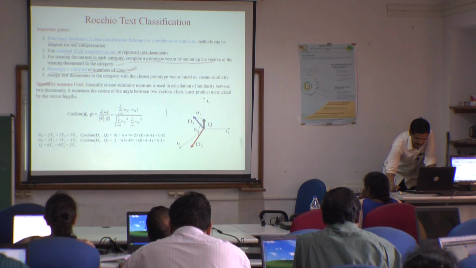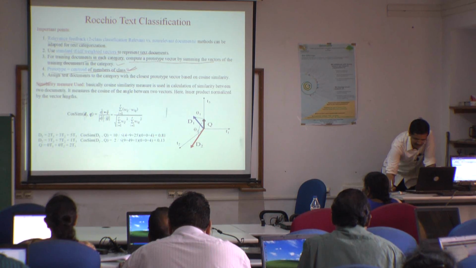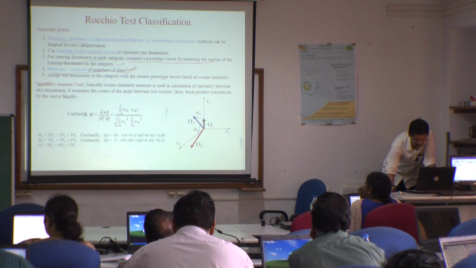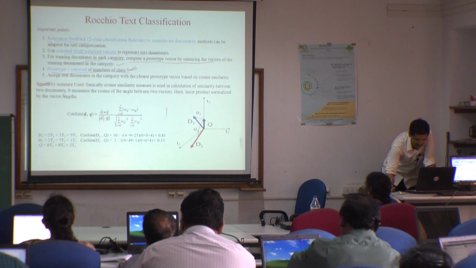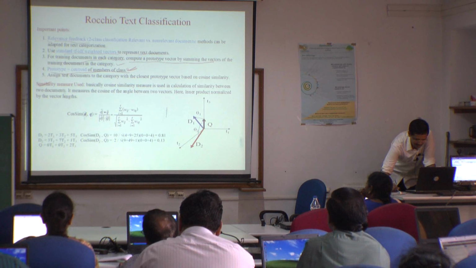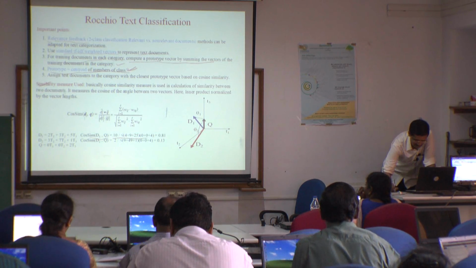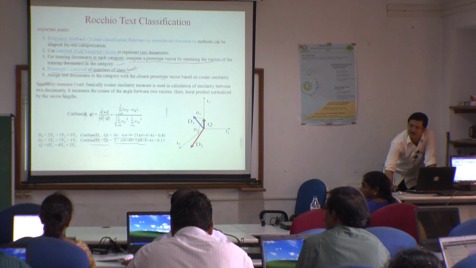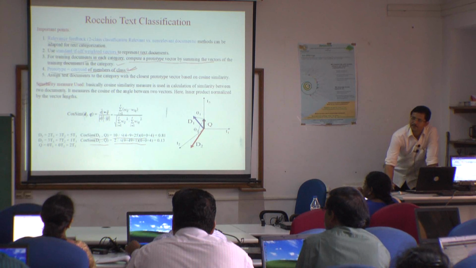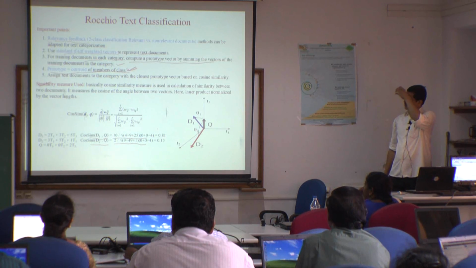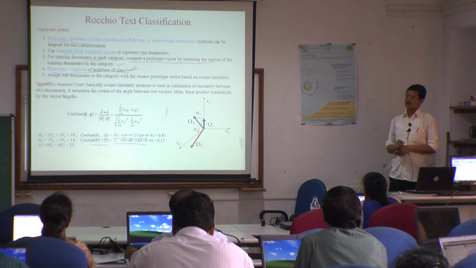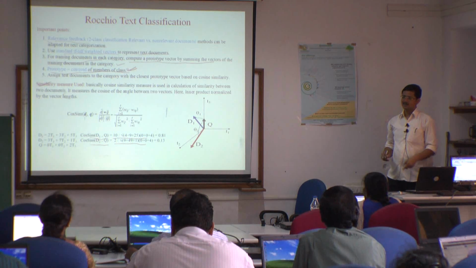So you already know the cosine similarity measures. This is a simple example of how cosine similarity measures work. Here D1 represents a document, D2 represents another document, and Q represents the query. Cosine similarity between document D1 and query is calculated here, and cosine similarity between document D2 and query is calculated here. To classify, first of all we identify the centroid. I will go through the example, then it will be clear.